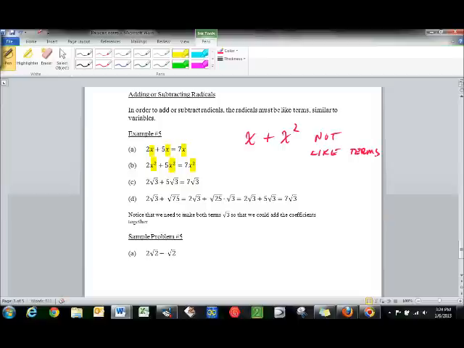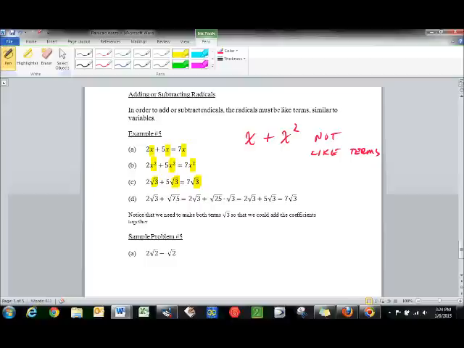So, when we have a radical attached to a number, it acts in many ways like a variable does. So you can see in part C, the square root of 3 and the square root of 3 is going to give us a square root of 3. So the 2 plus the 5 equals a 7 in every single case on A, B, and C.